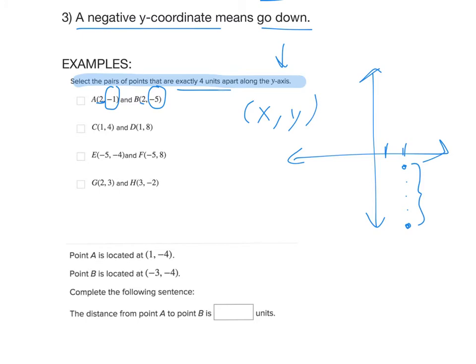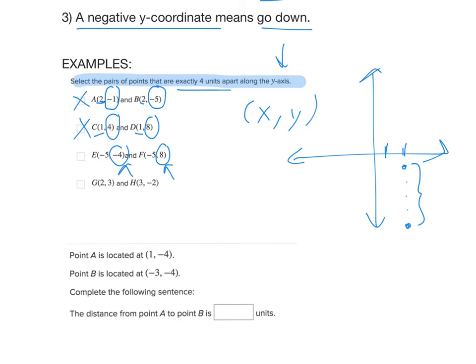Okay? So let's look at the second example. Let's look at the y-coordinates. Are those 4 apart? Yes. Are the x-coordinates the same? So that means they're lined up perfectly? Yes. So far we've got these 2 points that are exactly 4 units apart along the y-axis. The next point, -4 and +8, those are not 4 apart because this point is 4 below the axis, this one's 8 above. Those are actually 12 units apart. So that's not an answer.